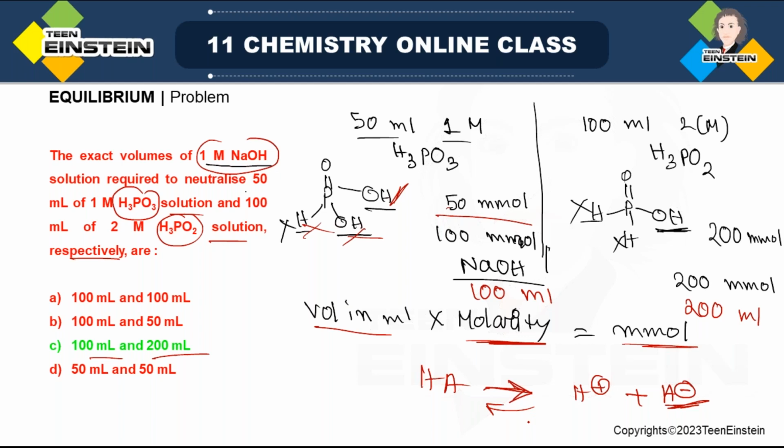It is also possible for a base. So if some common ion is present, then there will be hindrance in the ionization of this acid or base, that is, a weak acid or base.